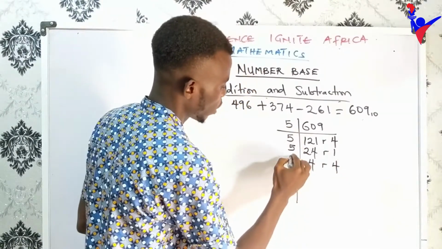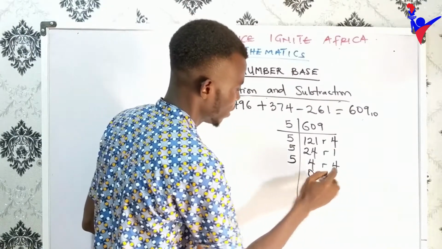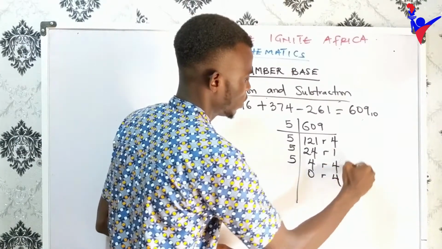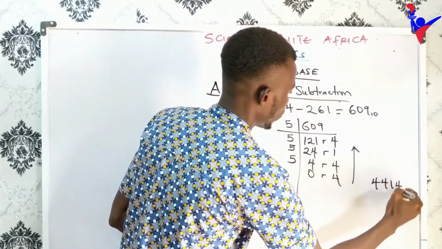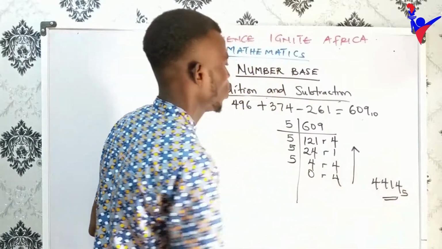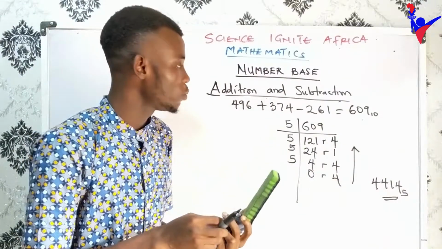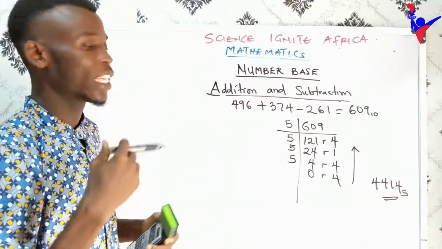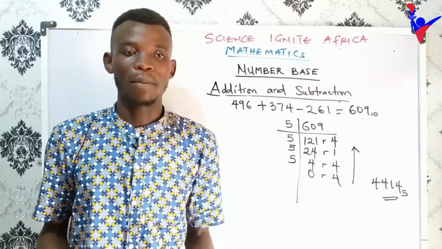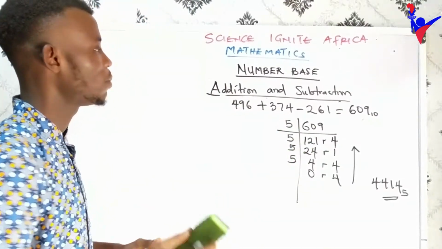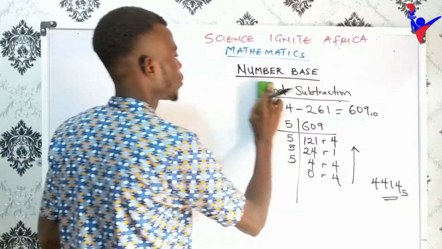And if you are going again, 5 in 4 is 0, remainder 4. We now bring these remainders, reading from the bottom up: 4, 4, 1, 4 base 5. So with this now, I will assume we have been able to explain operations on addition and subtraction of number base. Alright, now let's move over to the multiplication aspect of number base.